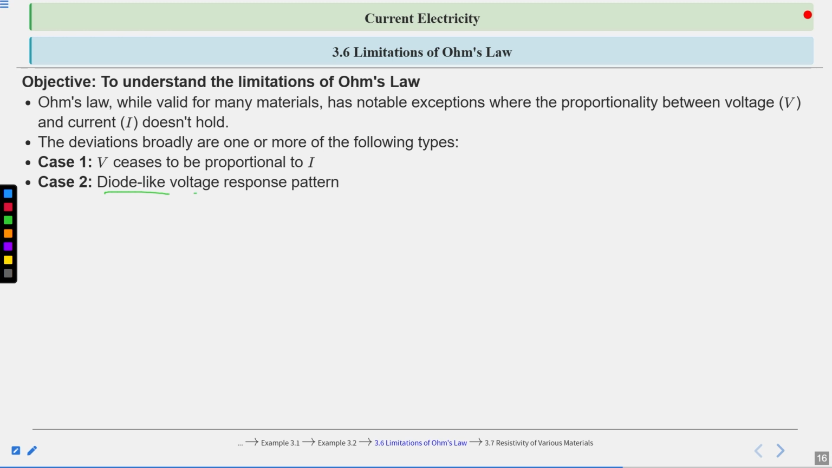Case 2, diode-like voltage response pattern. What is a diode? That is a semiconductor material. We are going to discuss these semiconductor materials in the last chapter of 12th class. The third case is non-unique VI characteristic curve. For these materials, for every value of voltage there is not a unique value of current, or vice versa. For every value of current there is not a unique value of voltage. So, non-unique VI characteristic curves.